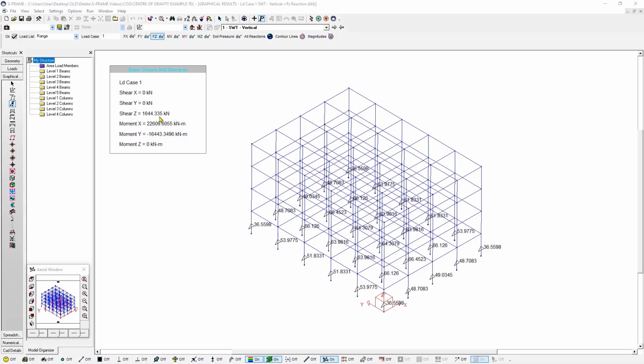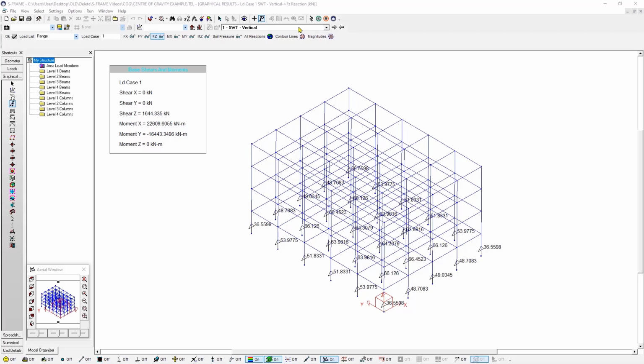And to determine the X lever arm, that would equal the negative of this moment about the Y axis, which happens to be negative already, divided by shear Z, or W. So that is negative, or I guess it would cancel out, so it would be positive 1644 kilonewton meters divided by 1644 kilonewtons.